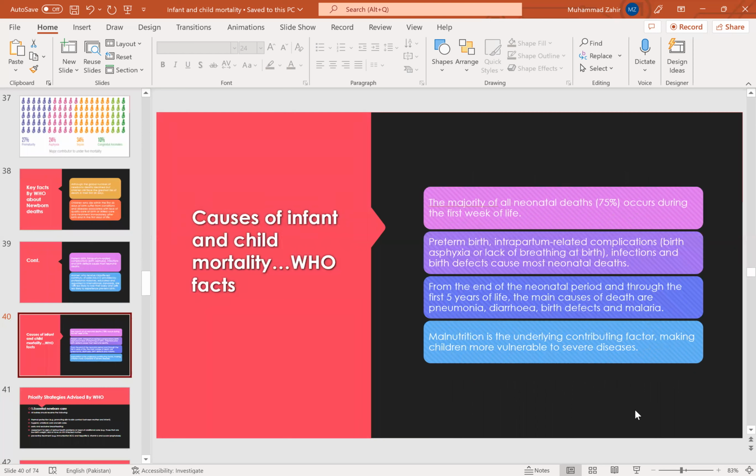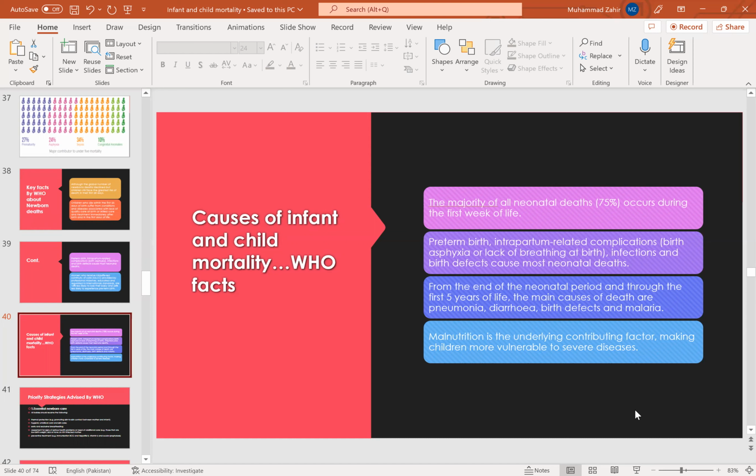Causes of infant and child mortality by WHO. The majority of all neonatal deaths, which is 75%, occur during the first week of life. So you can imagine how important the birth period, delivery, and the first week of life are. Preterm birth, intrapartum-related complications, birth asphyxia (lack of breathing at birth), infections, and birth defects cause most neonatal deaths.